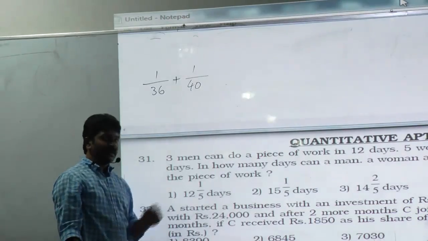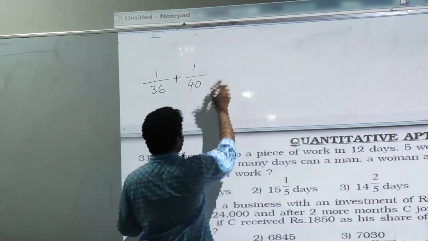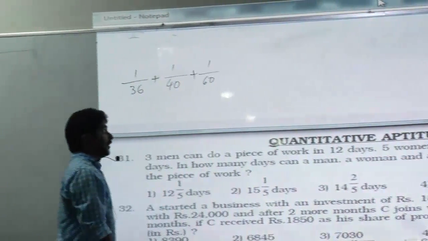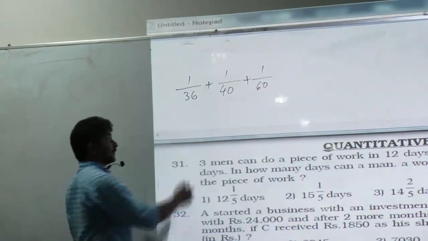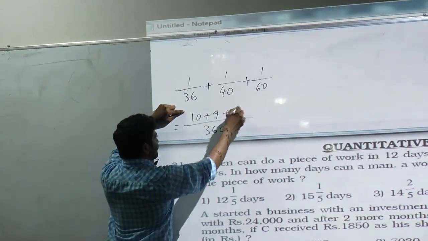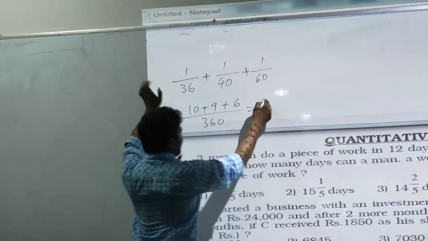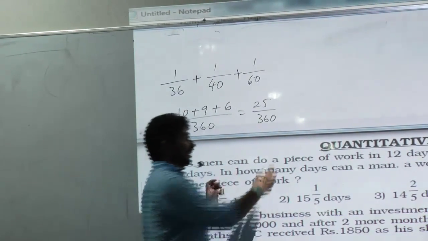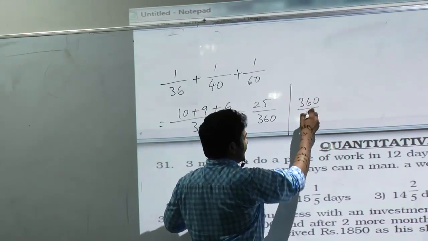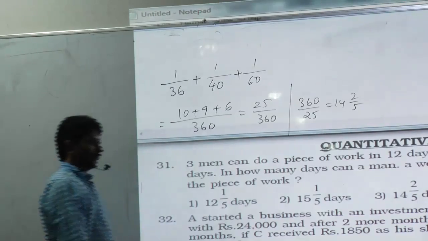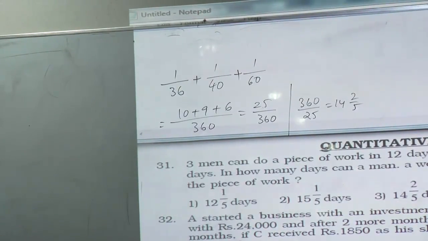20 children can do it in 3 days, so 1 child can do it in 60 days. 1 day work is 1 by 60. So this is the 1 day work of 1 man, 1 woman, 1 child. LCM of denominators is 360. 360 is 10 times, 9 times, 6 times. Total 25 by 360. So 1 day work is 25 by 360. To complete the total work they need 360 by 25, which is 14 2 by 5. Of course there is only one option which starts with 14.